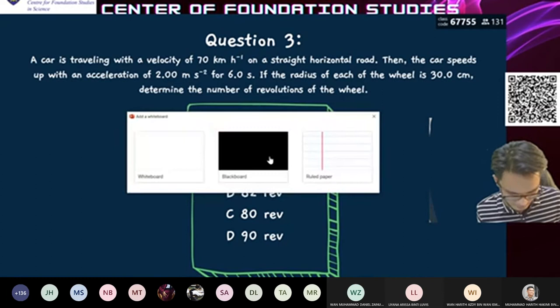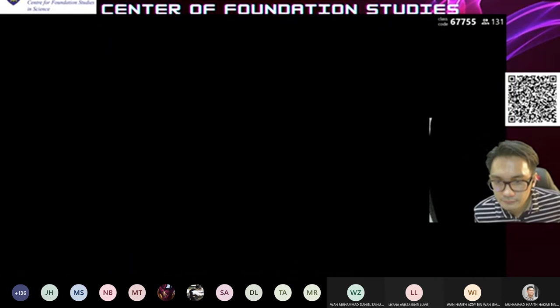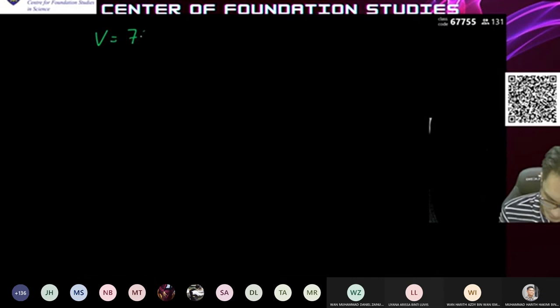Okay, let me open my blackboard. Okay, and then the question is, a car is traveling with a velocity. So velocity, this one is linear because we know the unit is in kilometer per hour. Okay, and then on a straight horizontal road, then the car speeds up with an acceleration. So this is also linear acceleration, 2 meter per second squared. And also time is 6.0 second.